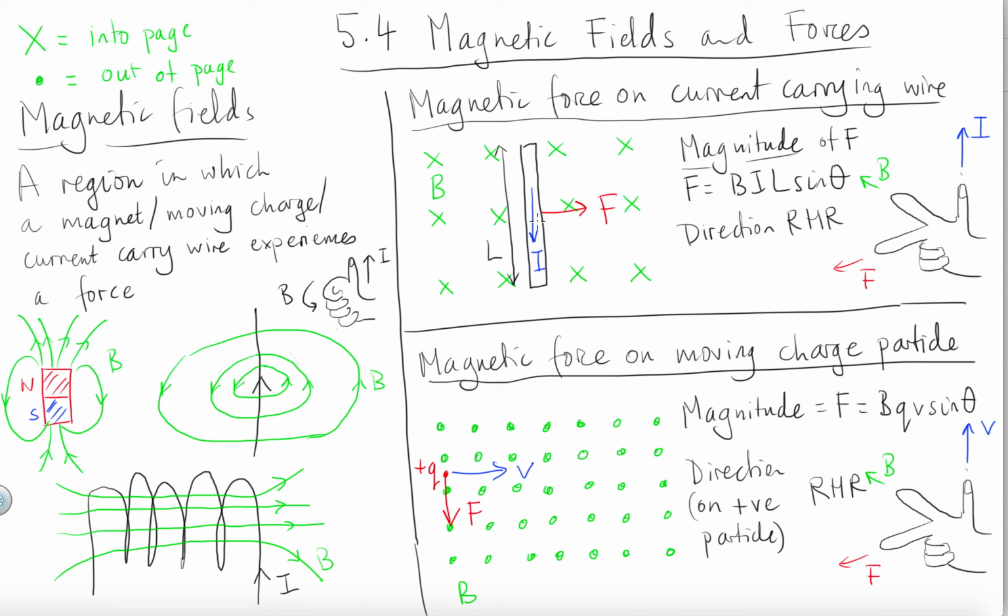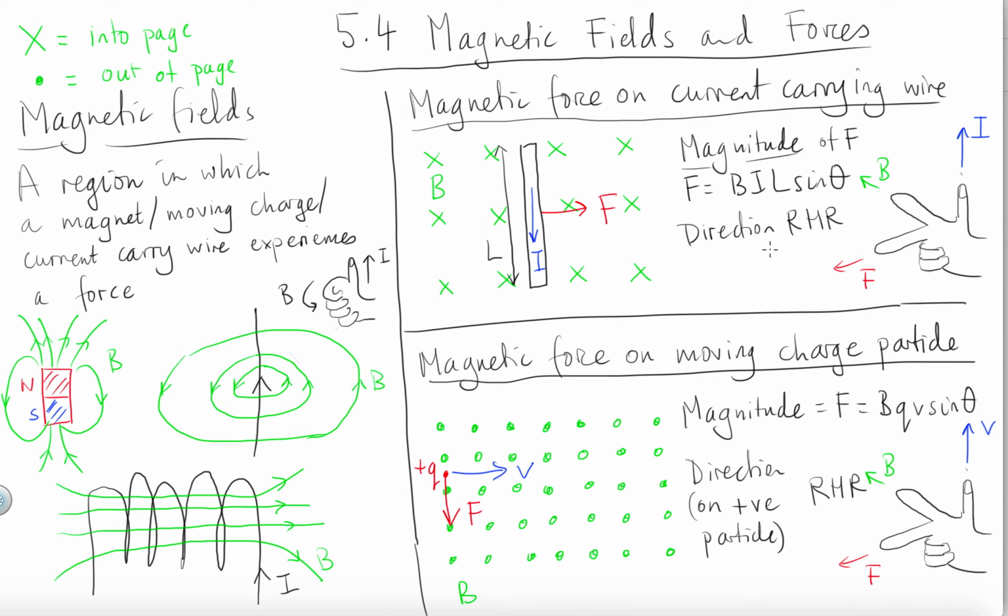So if we have a length of wire L in a magnetic field with a current flowing through it I, and the magnetic field strength is B, then it will experience a force F, whose magnitude is given by BIL times sine theta, where theta is the angle between the current or the wire and the field.